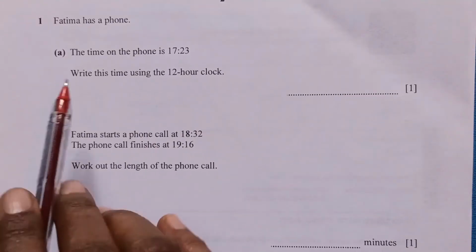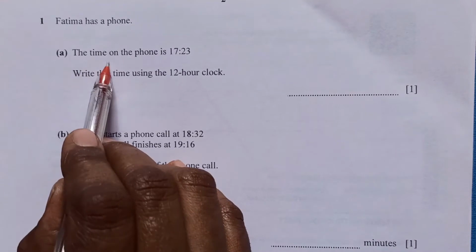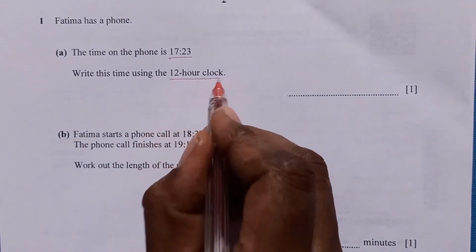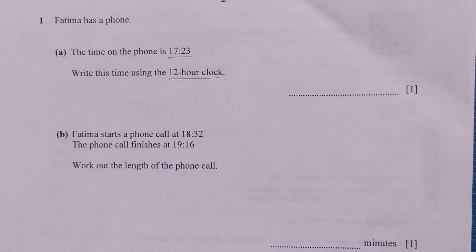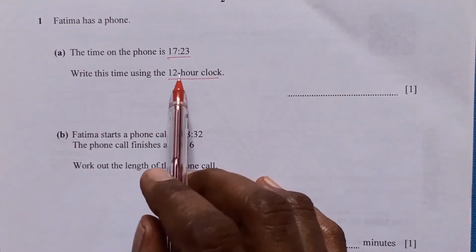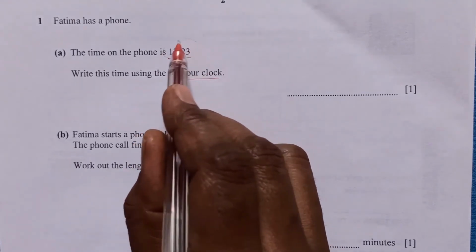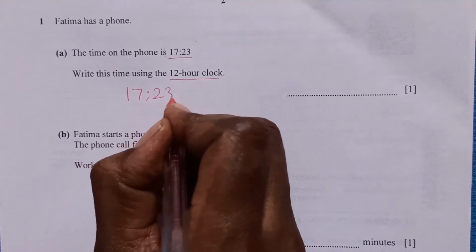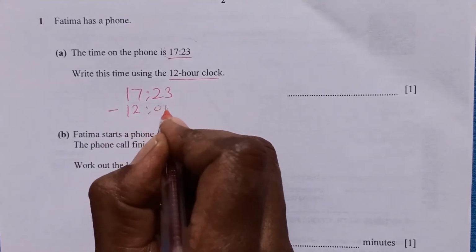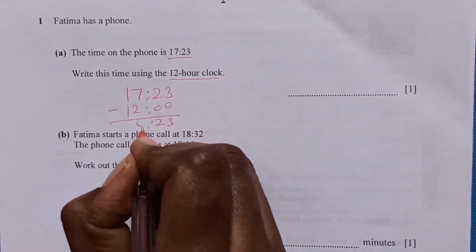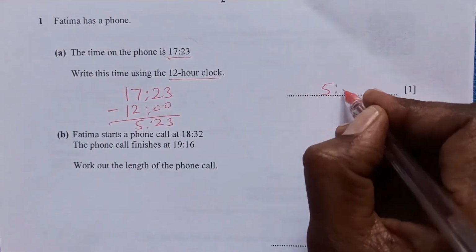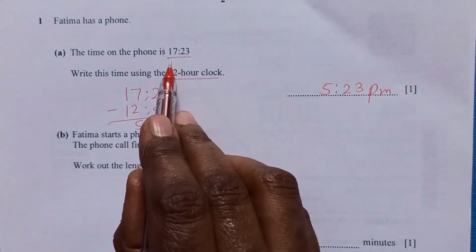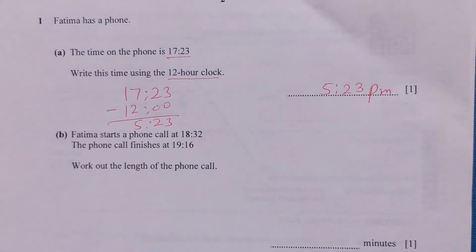Question 1. Fatima has a phone. The time on the phone is 17:23. Write this time as a 12-hour clock. As you know, in a 12-hour clock, we need to write down AM and PM. So this is 17:23. 17:23 minus 12 hours, so you will have 5:23. So this is 5:23 PM, as this is 17 hours, so after 12 that is PM, right?